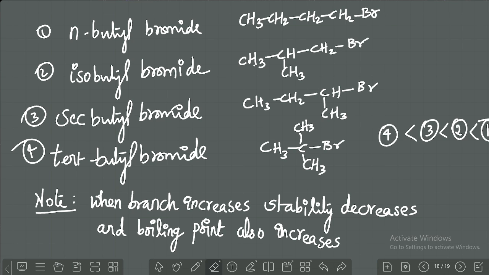Now you may get a confusion. Compound 2 and 3 both have branches, right? Now in compound 3, this methyl group is very close to bromine. So hindrance is very high. Hindrance is very high, which means less stable. Highly unstable. Highly unstable means low boiling point. Right? So third one, then second one, then first one. This is the order.